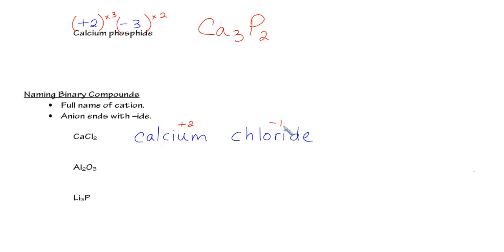The second one, piece of cake, aluminum oxide. I don't have to say dialuminum trioxide. Now, there are compounds that do have all that mono-, di-, tri-. That's covalent. That's nonmetals. We'll talk about those in a little bit. Not now. If it's ionic, it's going to start with a metal. And I don't need mono-, di-, tri-, any of that stuff.